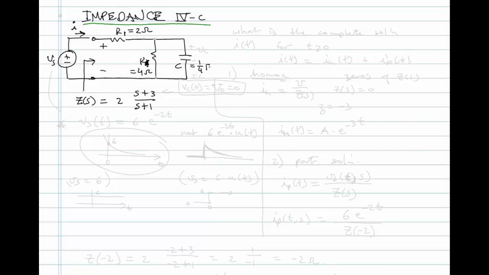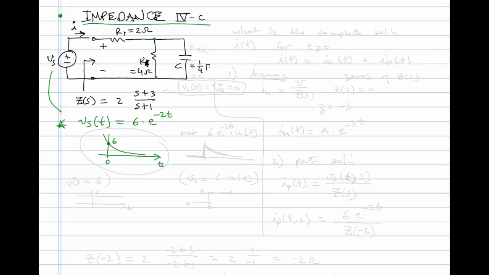Let's work another example using the same RRC network as we had before. The difference this time is that we're going to define V of S as not a constant, but as an exponential decay, 6e to the minus 2t. This is an exponential decay that at time 0 is equal to 6.